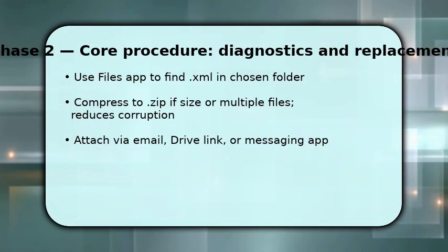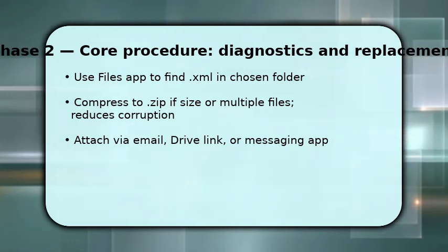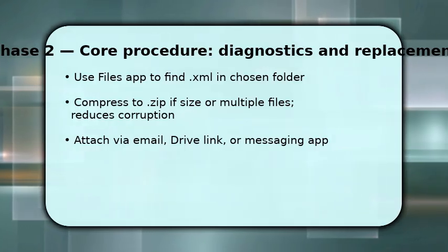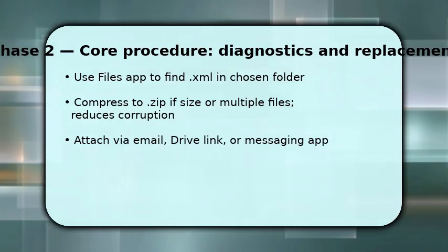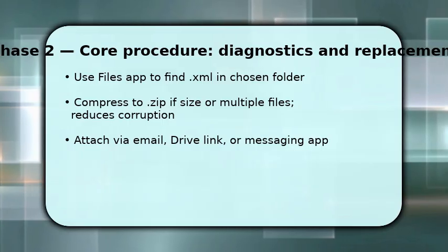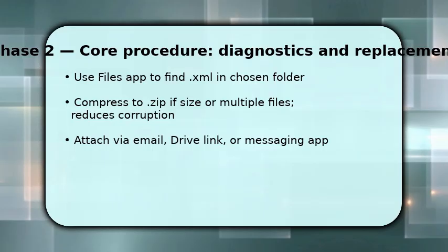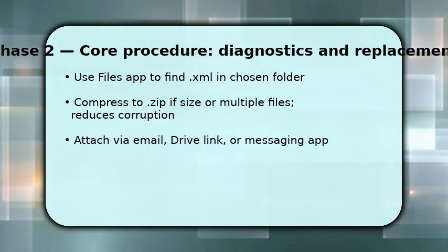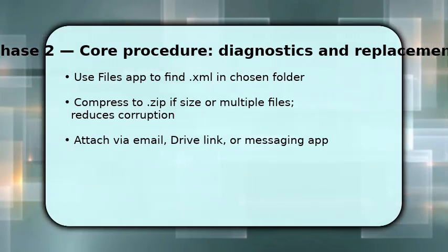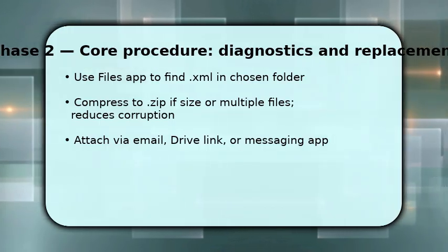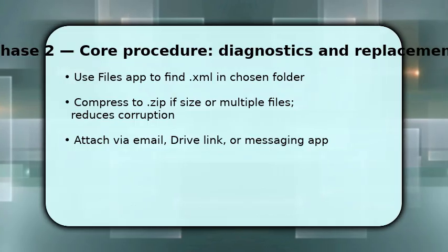Once the XML is exported, open your files or file manager and navigate to the saved location. Look for the XML file name you created. If there are multiple files or large assets, compress them into a zip to prevent transfer errors and to keep structure intact. Then attach the XML or zip to an email or upload to Google Drive and copy the share link. Make sure permissions allow the receiver to download the file.